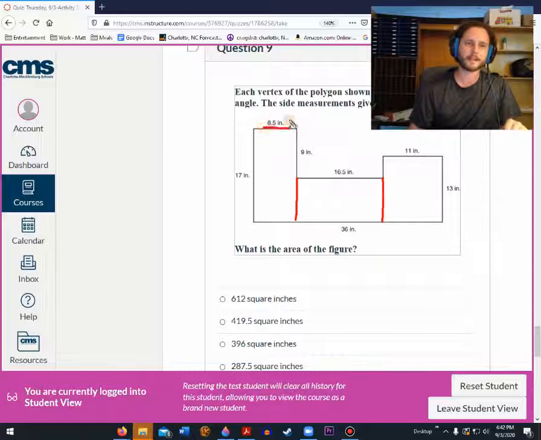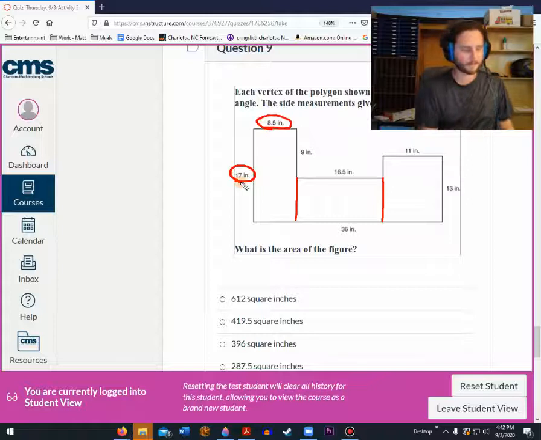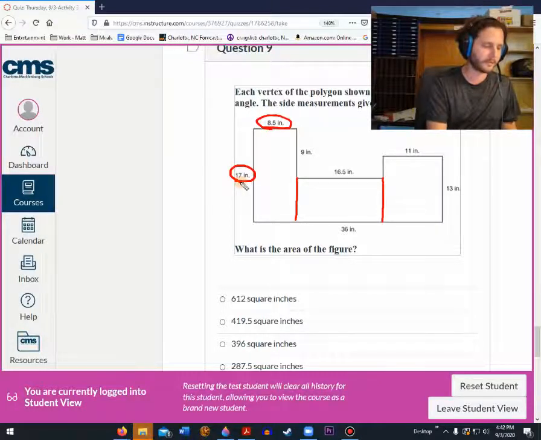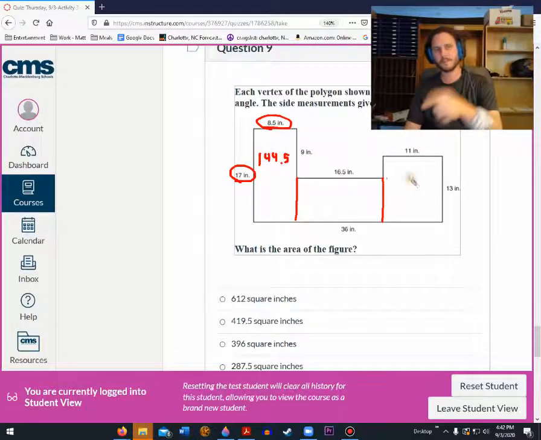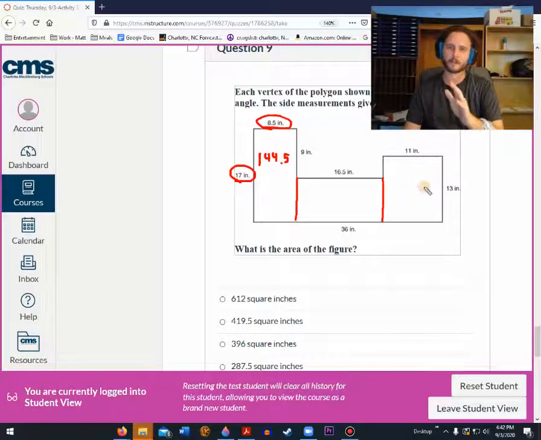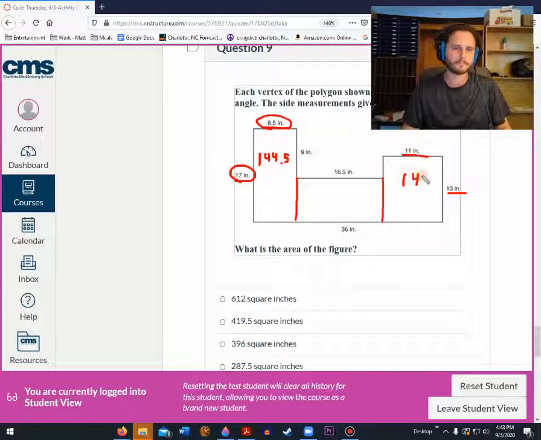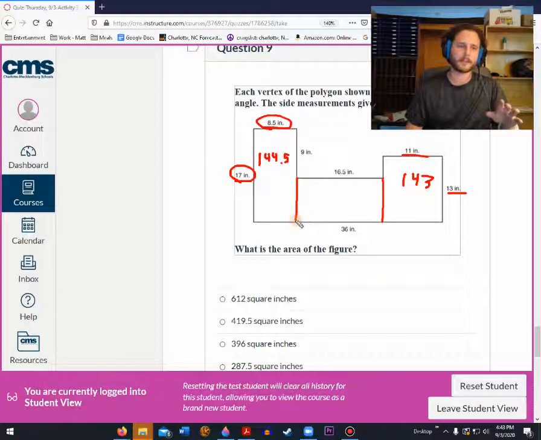The tall rectangle, like I mentioned, it is 17 inches by 8.5 inches. So if you do 17 times 8.5, that gets you 144.5. This rectangle off to the side on the right, that has a base and height of 11 and 13. If you do 11 times 13, you get 143 for the side rectangle.